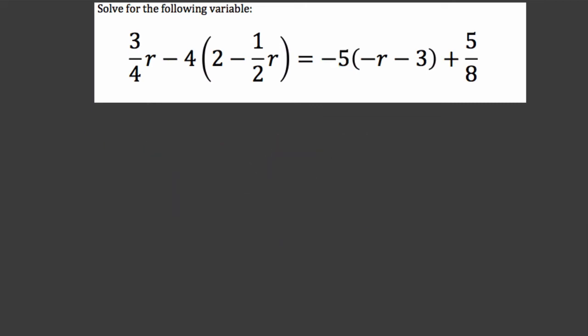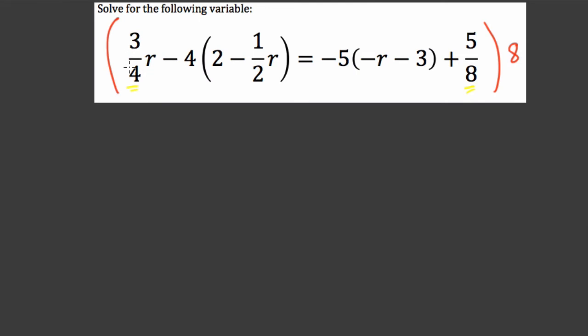Well, I noticed that the denominator here is 4, and the denominator here is 8. So 4 and 8 have a common multiple of 8. So what I'm going to do is multiply everything by 8. And this is a nice first step. I think it's a relief to get rid of the fractions. So how do we do this?